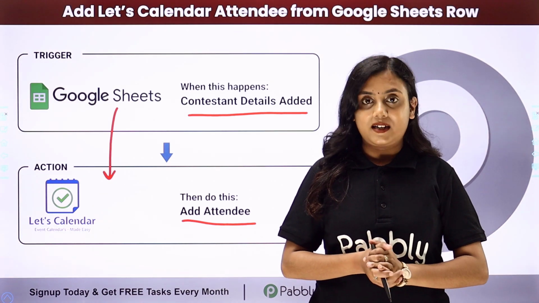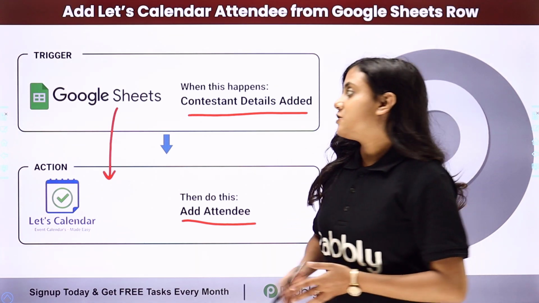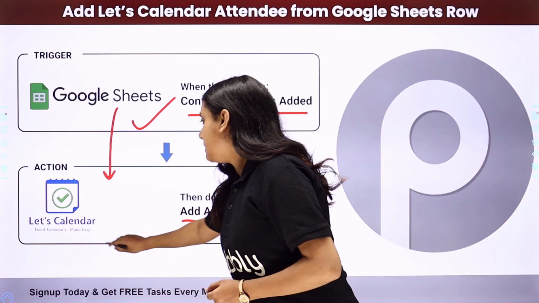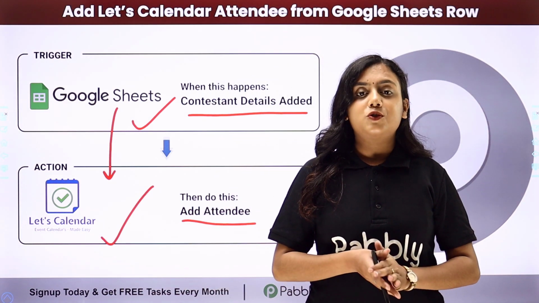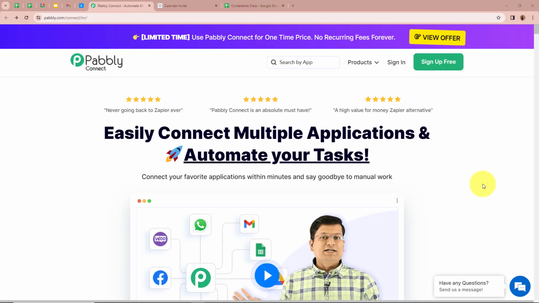In Pabbly Connect, to start an automation process, we need triggers and actions. In this process, my trigger application is going to be Google Sheets and my action application is going to be Let's Calendar. If you want to learn how to create this automation, then let me take you all to my screen. In this video, we are going to learn how to add Let's Calendar attendee from Google Sheets row.